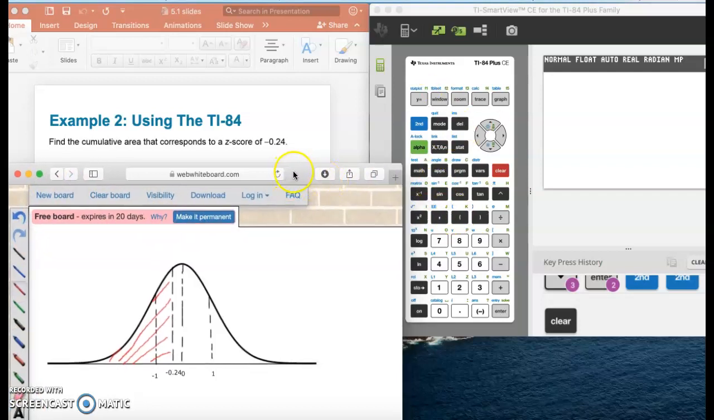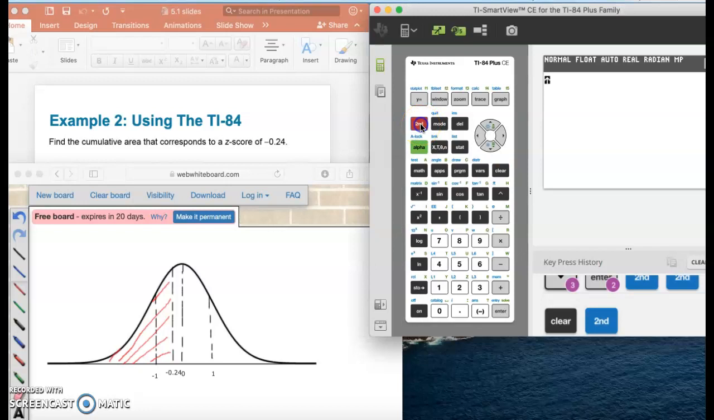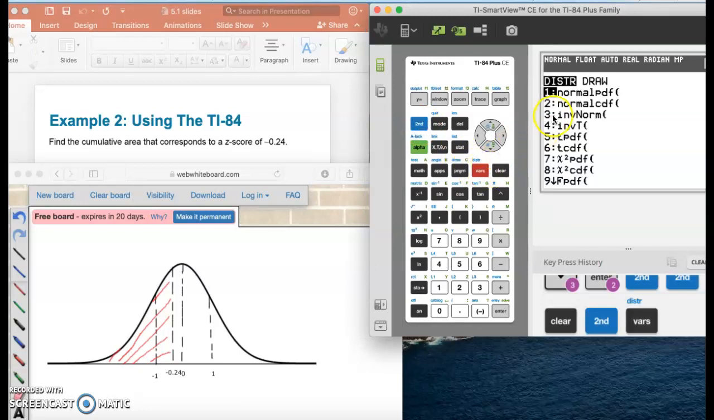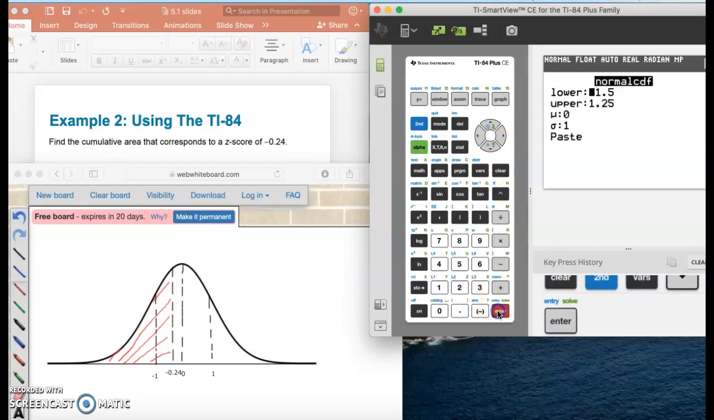Okay, so my next step is going to be to use my TI-84 calculator. So I'm going to go over to my calculator, and I need to get to normal CDF. So I press second and then vars, and then I'm going to arrow down until I see normal CDF, and then press enter. The first thing I need to input is the lower bound. Well, if I look at the curve that I've shaded, my curve goes all the way to -infinity. We don't have a -infinity button on our calculator. Instead, we use an artificial negative infinity, which is -99999.